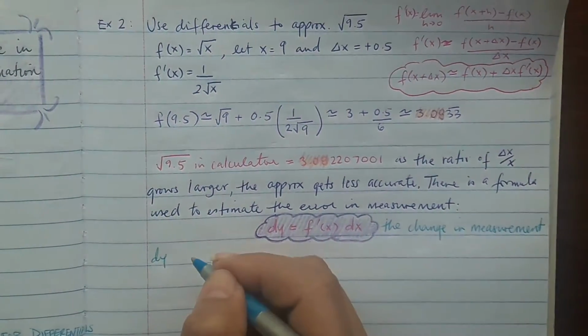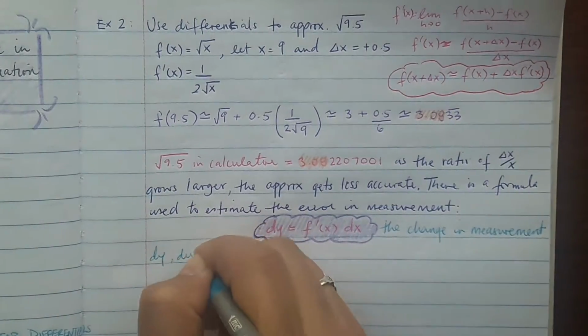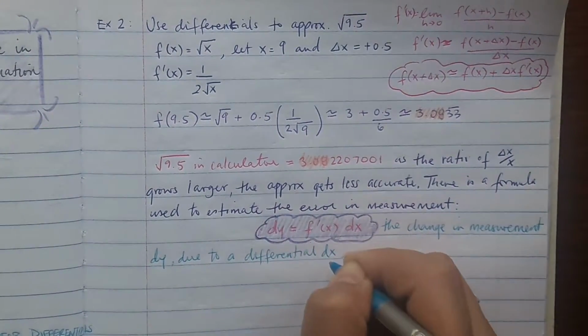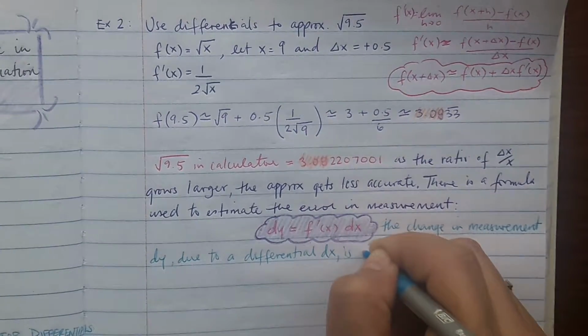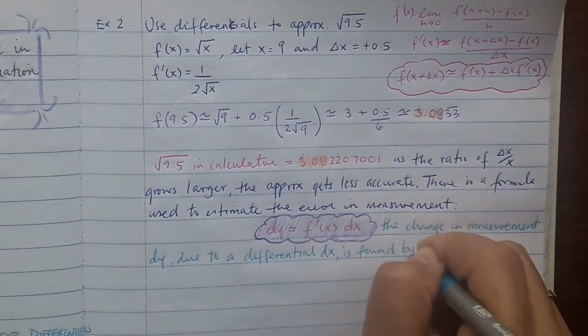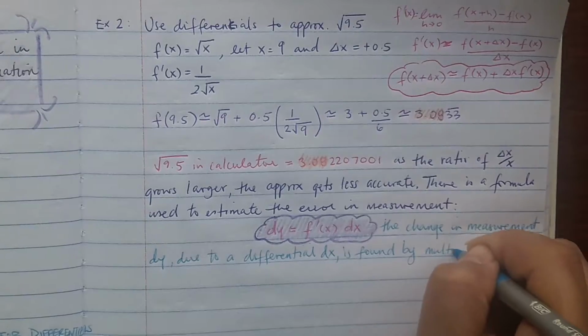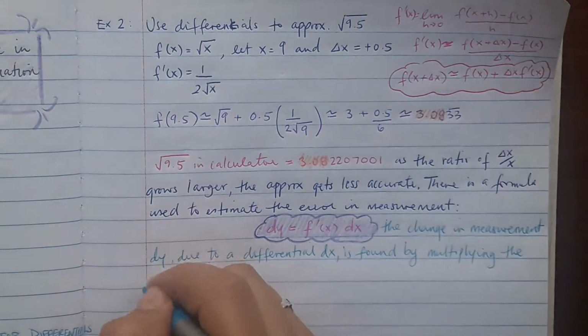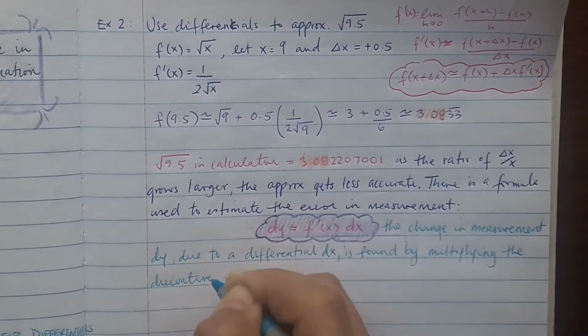Alright, so the change in measurement dy, I'm just going to write in words, due to a differential dx is found by multiplying the derivative of the equation for y by the differential. So again, the dx is the differential, which represents a small change in quantity.